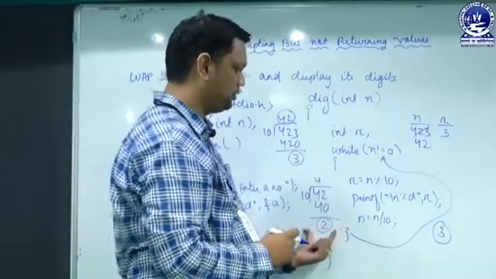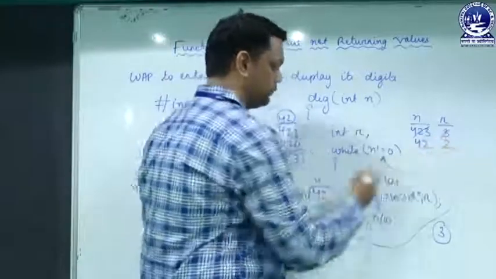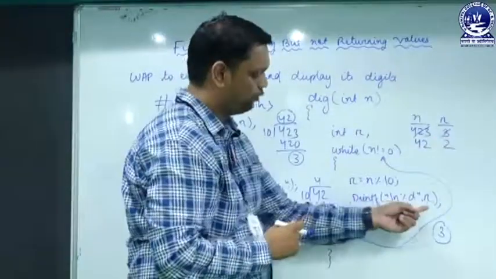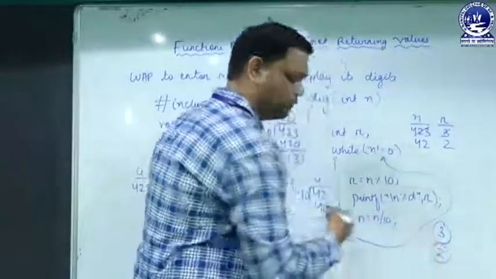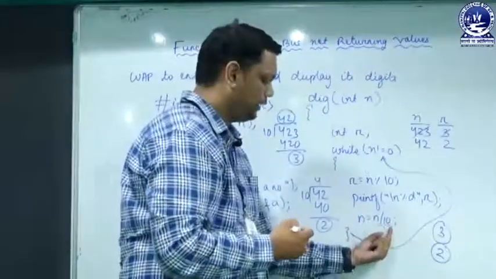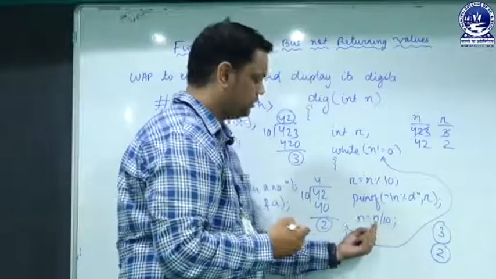So what is the remainder? That is 2. So 2 will be stored in r. Now it will print the value of r. So what is the value of r now? 2. So it will print 2. Now the value of n becomes n by 10. So what is the value of n now?